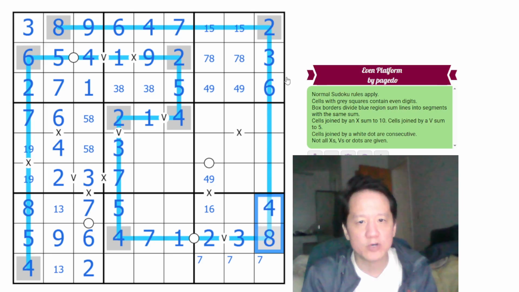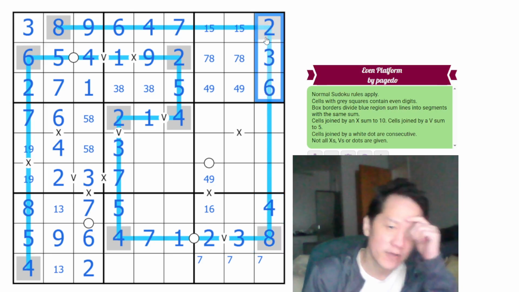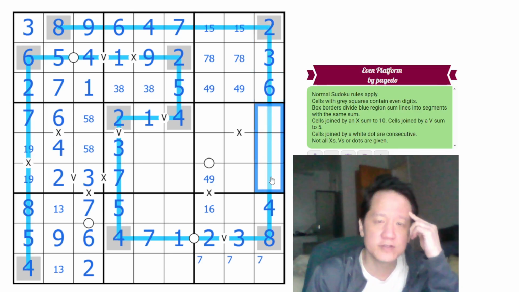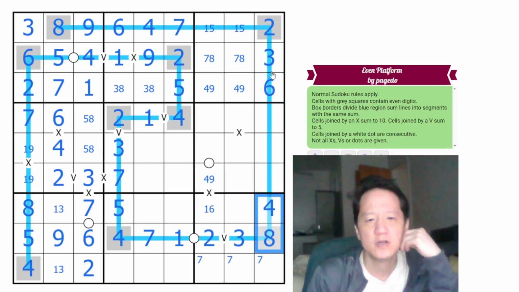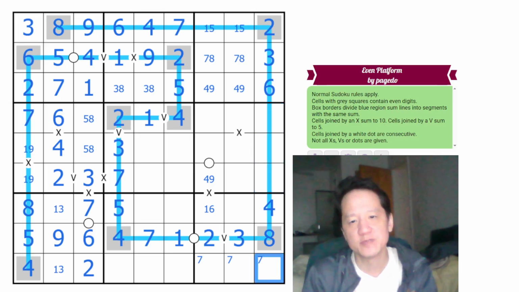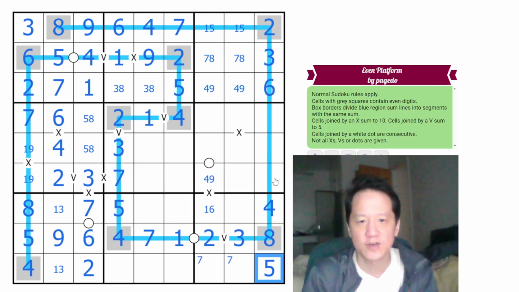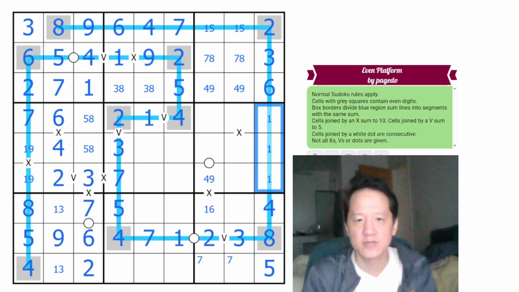This adds up to 12. This adds up to 11, right? 2, 3, and 6. These three digits add up to 17. So 12 plus 11 is 23, plus 17 is 40. So therefore this must be 5, because 45 minus 40 is 5. So this is 5, which makes this 1, 7, and 9 to add up to 17.